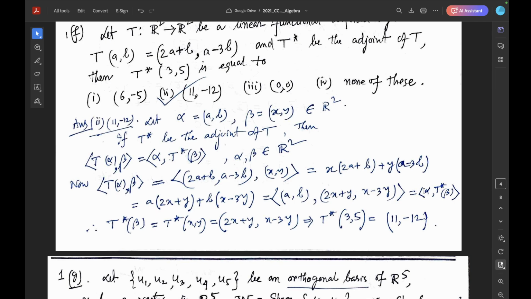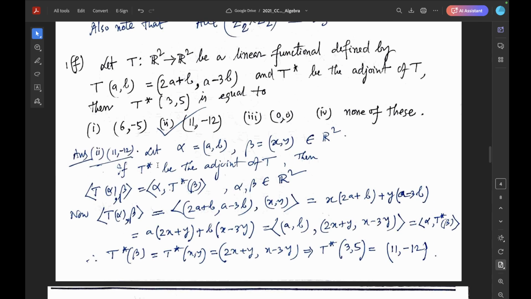This equals the inner product of alpha, T star beta. So T star beta, that is T star of (x, y), equals (2x plus y, x minus 3y). So T star of (3, 5): put x equal to 3, y equal to 5. So 2 into 3 plus 5 is 11, and 3 minus 3 into 5 is minus 12. So the correct option is 2.